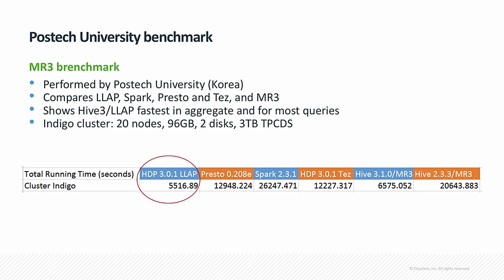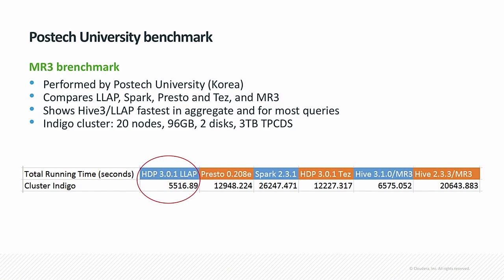So, just showing one benchmark. This isn't even our benchmark. This was an independent one, which was done by Postech University. Basically, they ran a benchmark against Hive on LLAP, Spark, Presto, Hive on Tez, and also Hive with MR3. And the results of that benchmark basically showed that Hive 3 on LLAP was the fastest in aggregate, in terms of running all of the queries.